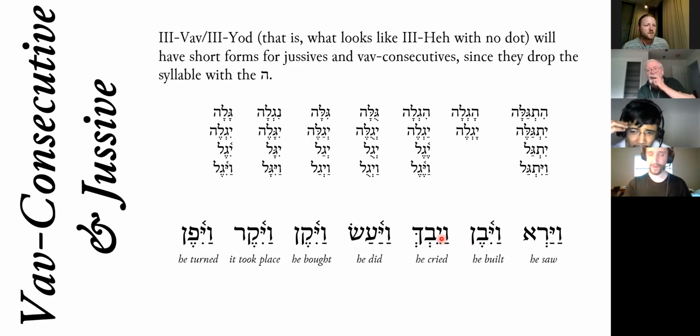I have no idea why that is. Yivke, he will cry, became Vayivk, and they kept the cluster, and they just lengthened the vowel, Vayevk.